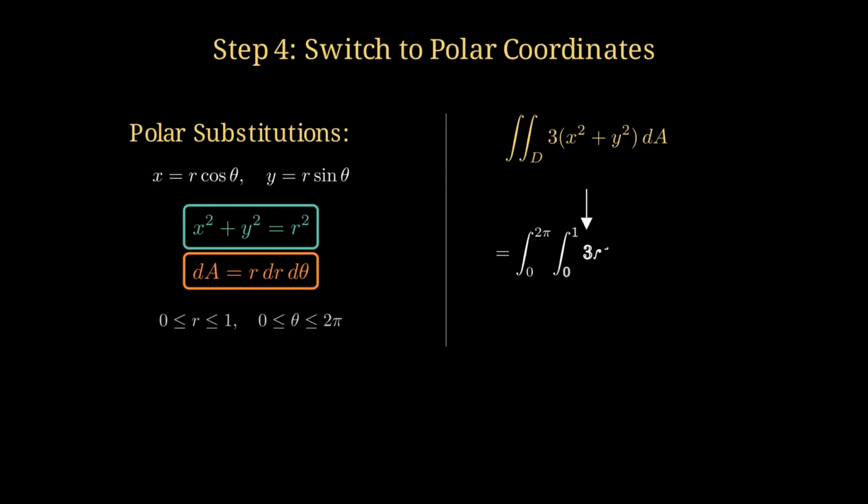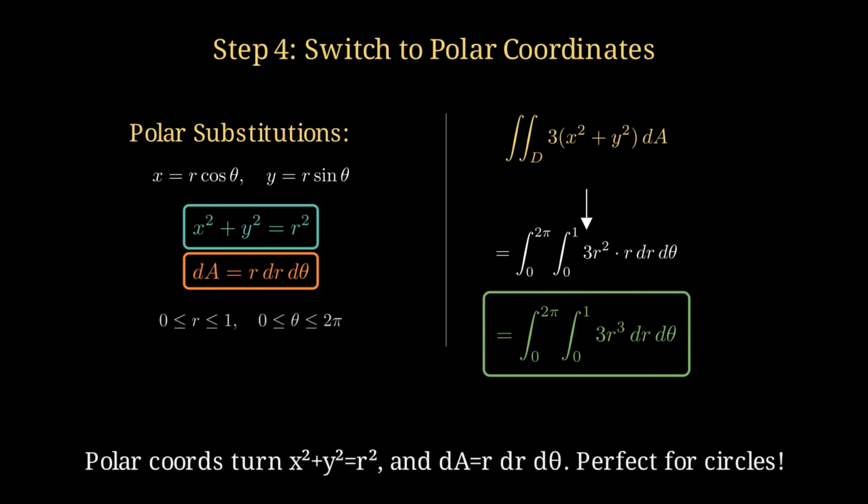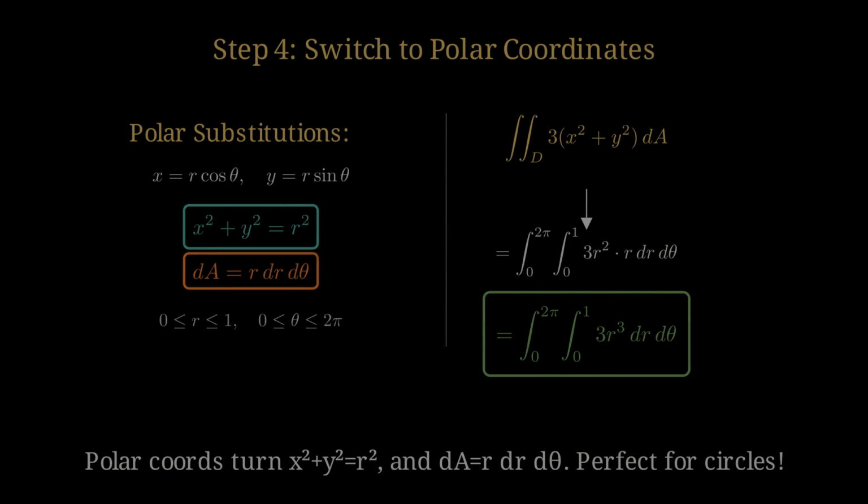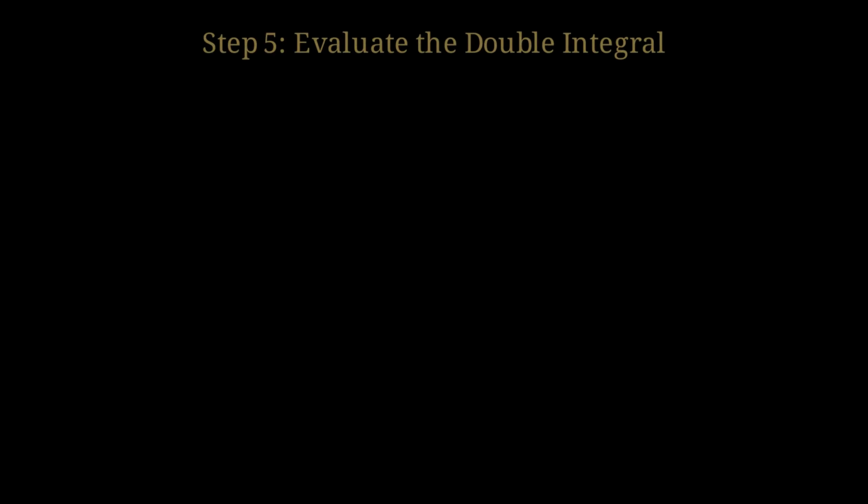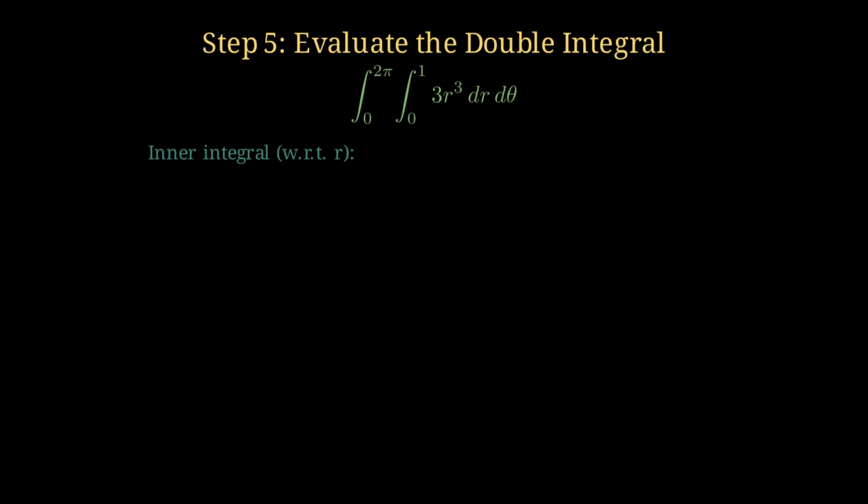Now the area element. In polar coordinates, a tiny area patch is not dx dy. It is r dr d theta. That extra r is important. It accounts for how the patches get bigger as you move away from the center. Now we evaluate. The rule with double integrals is always inner integral first, then outer.